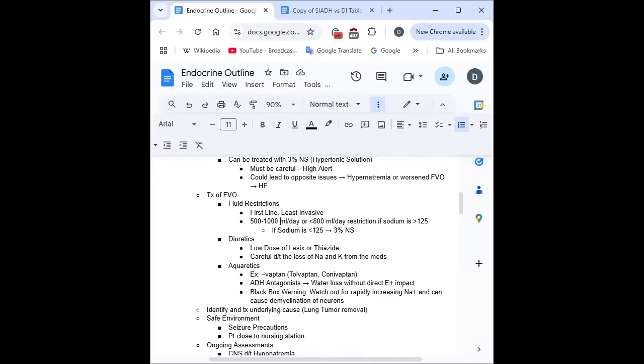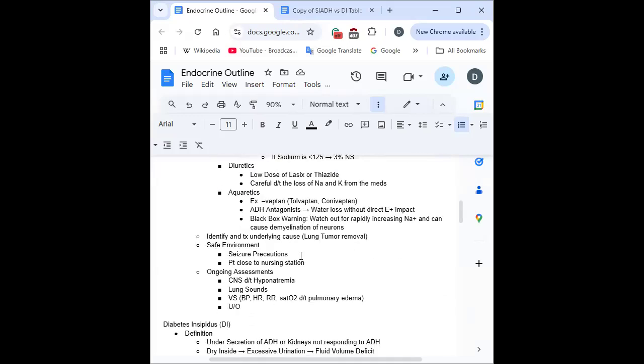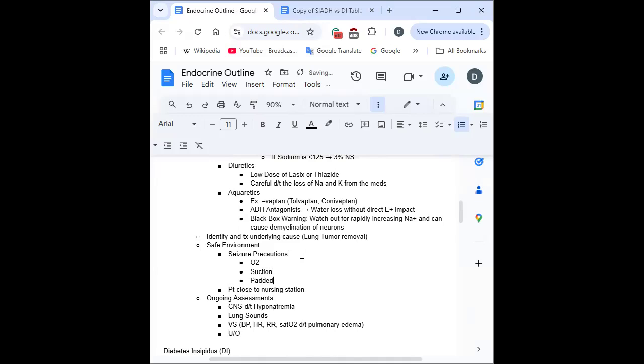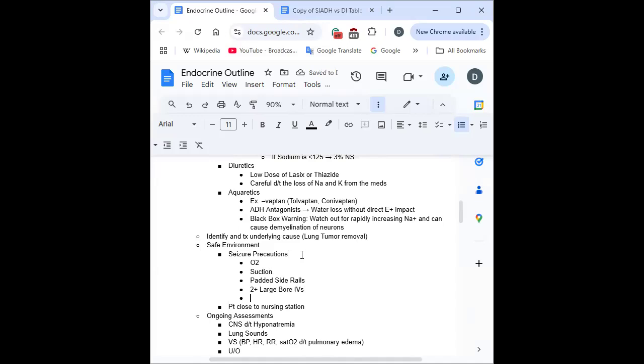The only other thing maybe we could talk about would be seizure precautions. Again, a review of seizure precautions. It would be O2, suction, added side rails. I like making sure they have 2 large bore IVs, as always. You need the large bore IVs for rapid infusion of benzos in case they go into status epilepticus.